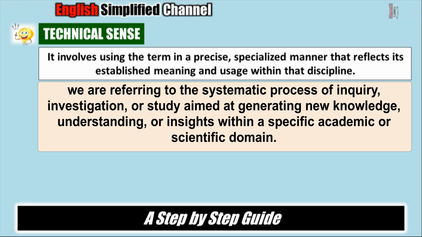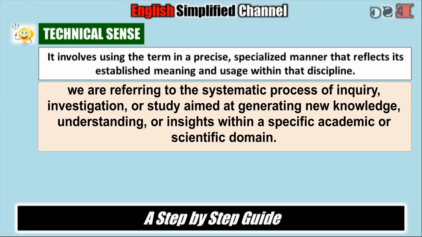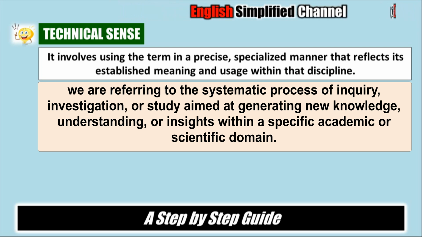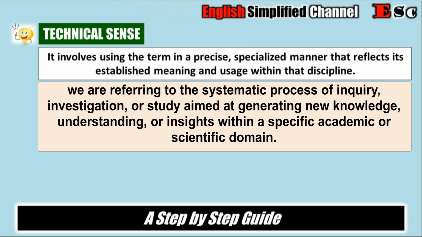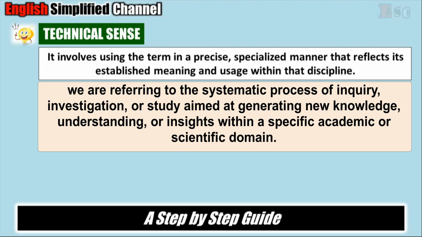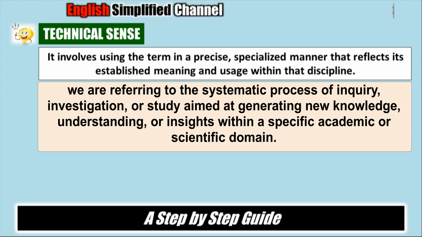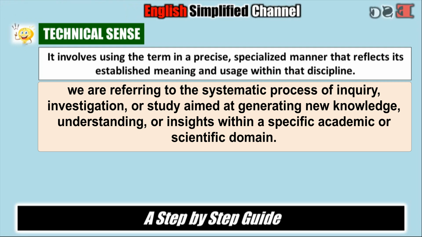For example, when we talk about research in a technical sense, we are referring to the systematic process of inquiry, investigation, or study aimed at generating new knowledge, understanding, or insights within a specific academic or scientific domain. This definition encompasses various research methodologies, approaches, and practices that are recognized and accepted within the academic community.